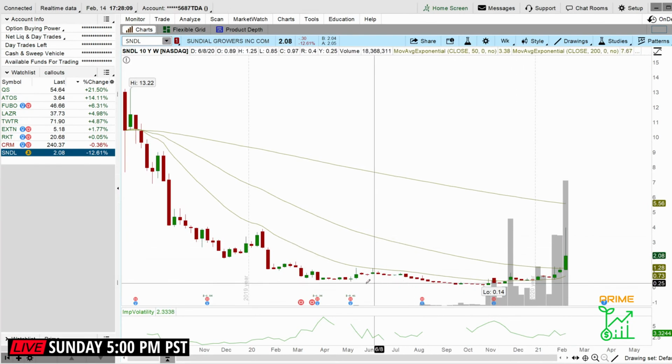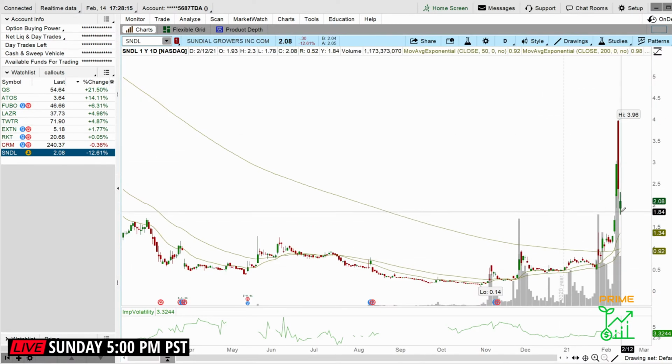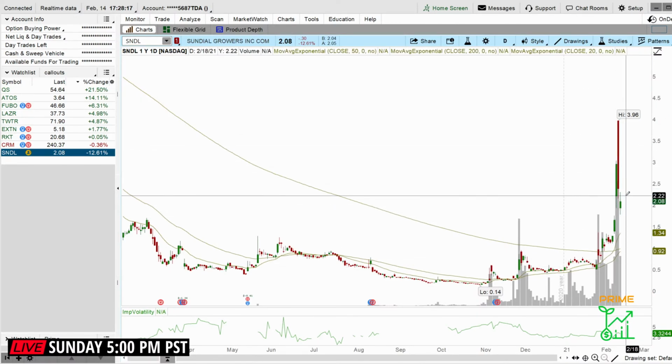Other than this last spike, is this a bottoming pattern overall? Is this a company I want to invest in over the long haul, or is this something I want to just do a quick swing trade in and out of? It looks like people are taking profit.